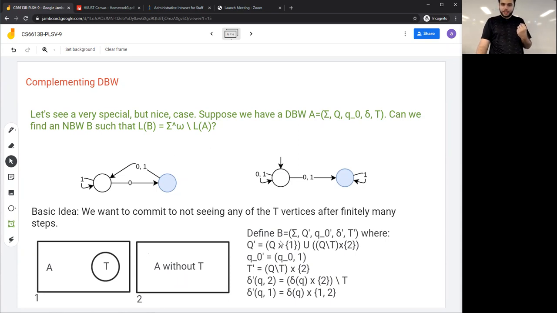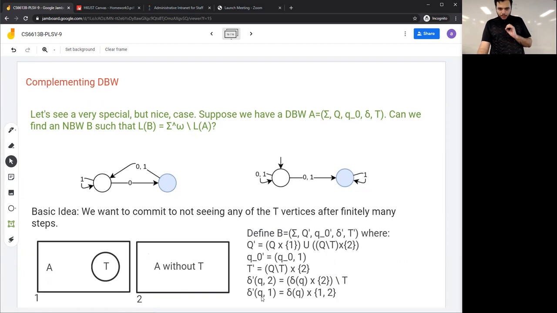So basically the way I'm defining B is that I'm taking two copies of the original automaton. I'm calling them copy one and copy two. Basically, this is why I have one and two here. And the second copy does not have the original target vertices, right? And I start in copy one. And I can just run it. At every step, I can either run inside copy one itself, or I can say at this point, I commit to going into copy two.